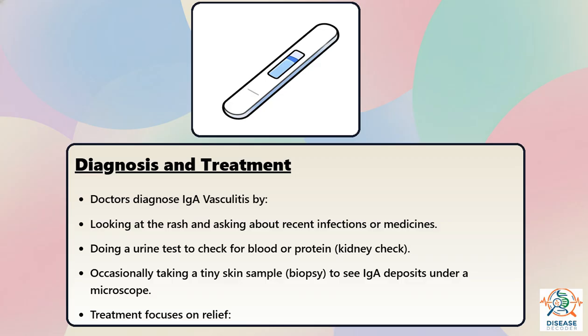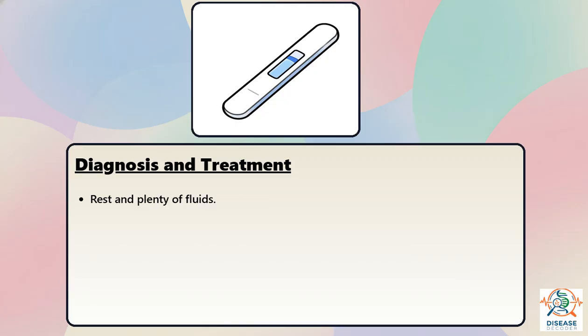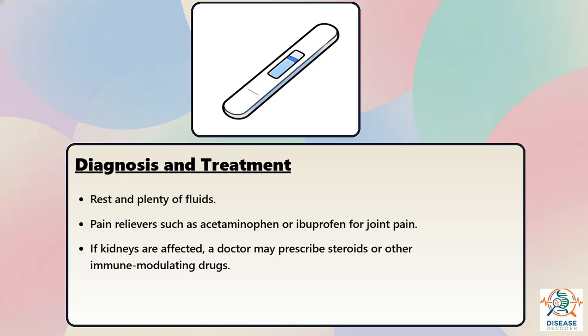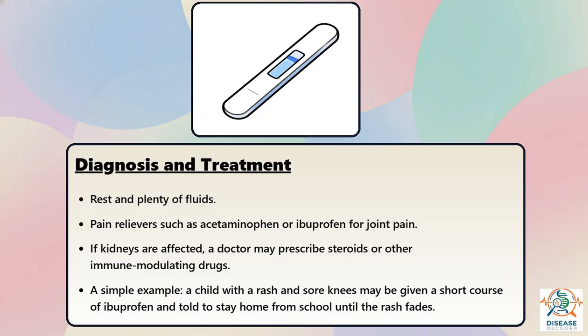Treatment focuses on relief. Rest and plenty of fluids. Pain relievers such as acetaminophen or ibuprofen for joint pain. If kidneys are affected, a doctor may prescribe steroids or other immune-modulating drugs. A simple example: a child with a rash and sore knees may be given a short course of ibuprofen and told to stay home from school until the rash fades.